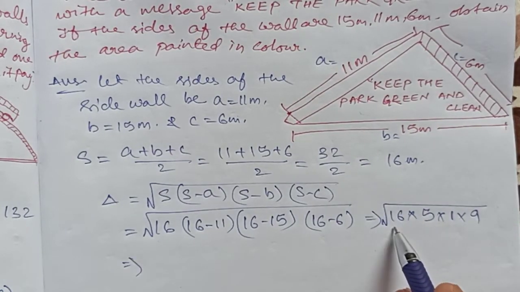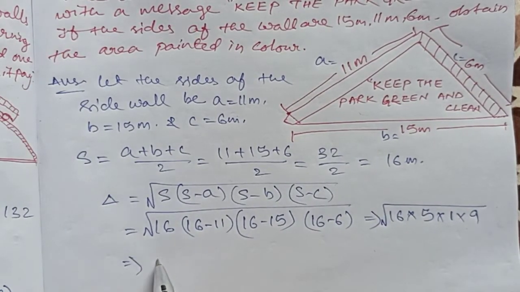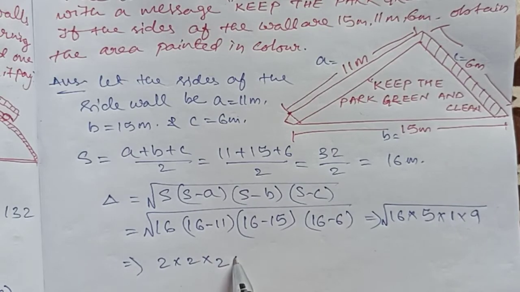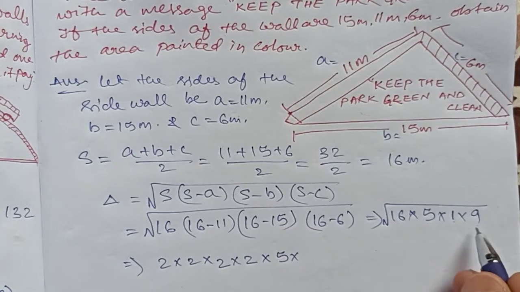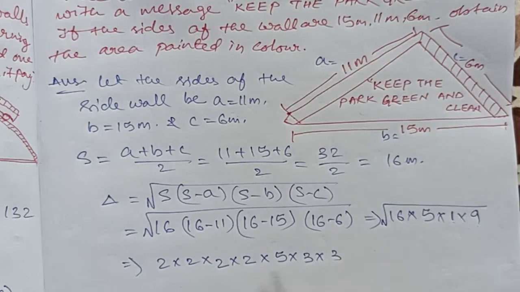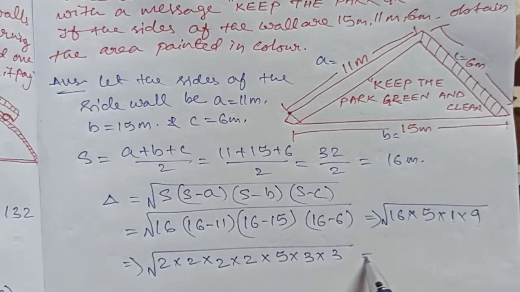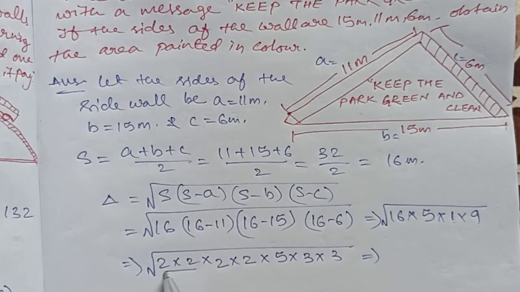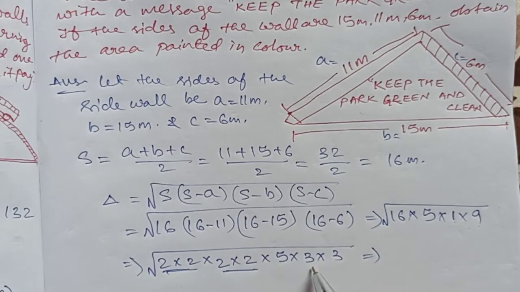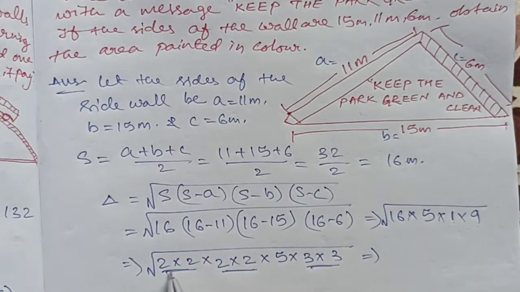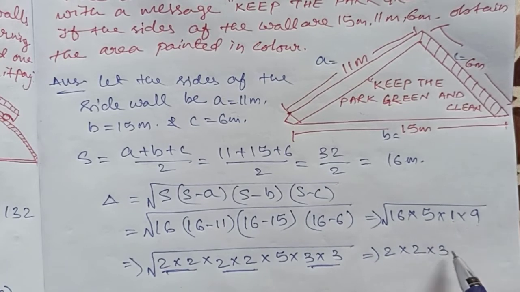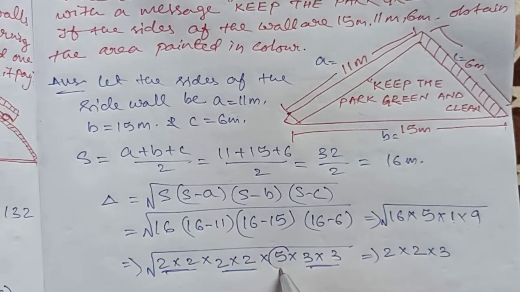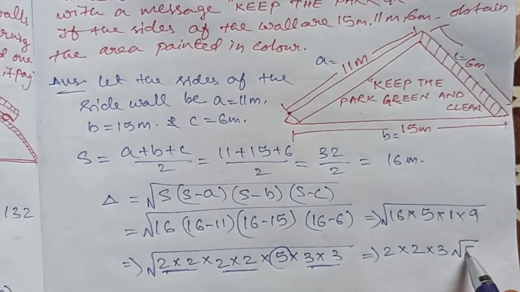Okay, now we will write the shorter form of all the numbers. 16 can be written as 2 2s are 4, 4 2s are 8, 8 2s are 16. 5 will be written as it is, 1 no need to write. 9 will be written as 3 into 3. Okay, so these are the numbers we got. Now make a pair of numbers. This is one pair, this is one pair. So out of 2, 1 will come outside, again out of 2, 1 will come outside, again out of 2, 1 will come outside. The number which is left alone will be kept inside the square root.